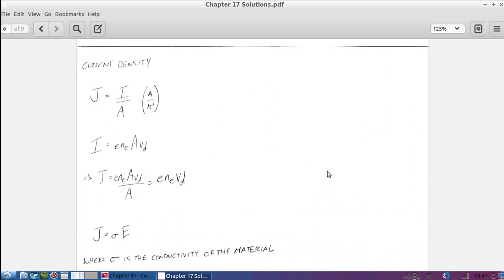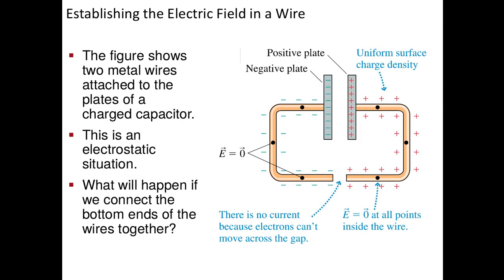A useful quantity to investigate is current density. So that's current per square meter, so current per area. We were talking a little bit earlier that there has to be an electric field in the wire for charges to move. And so how does that happen? Let's say I had a battery here, and the negative end was on this side and the positive end was on this side.